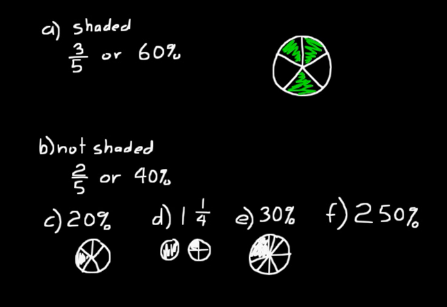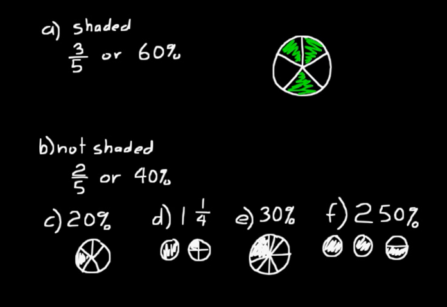Now in F, represent 250%. Well, remember 100% is a whole thing. So we'd have 100, 200, shade in both of those, and then a third circle that we would split in half and shade half of it in. And that would be the way you'd represent 250% using fraction circles.